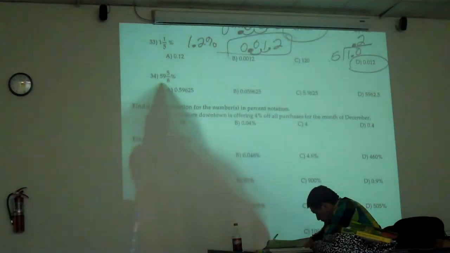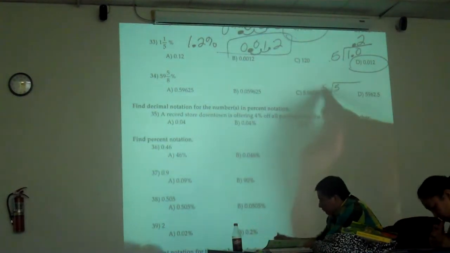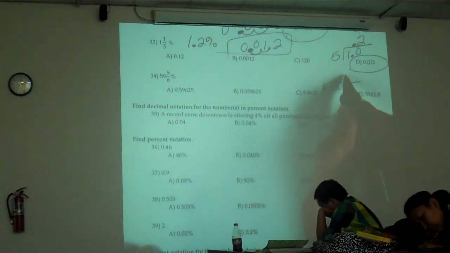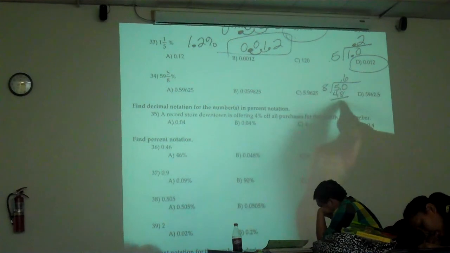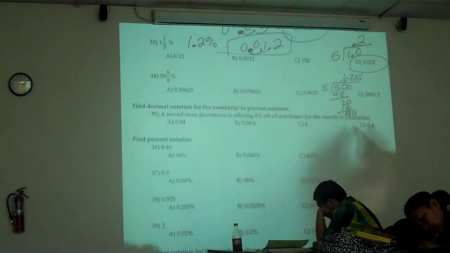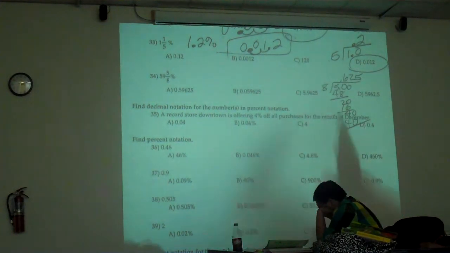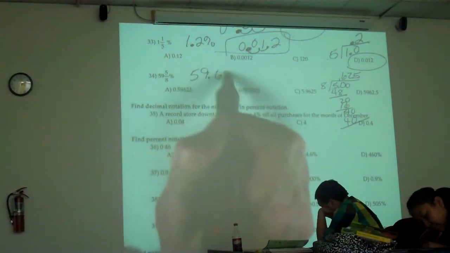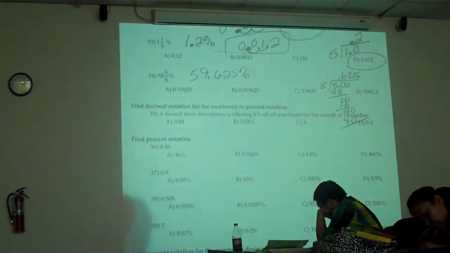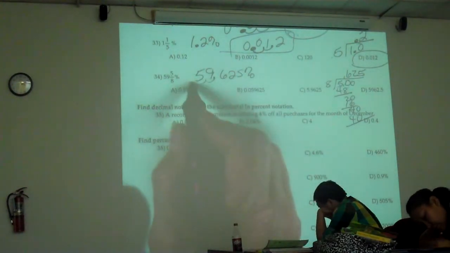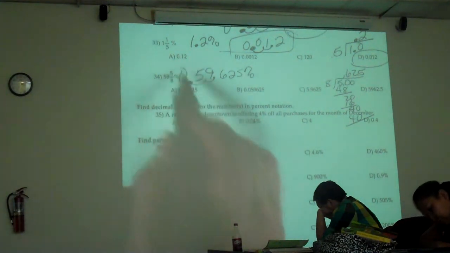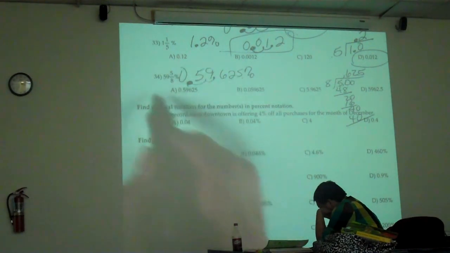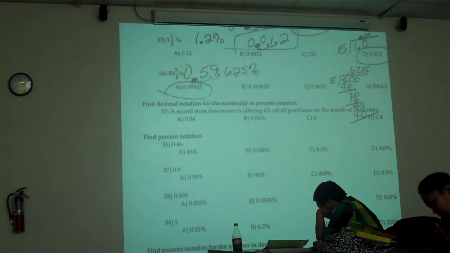Okay, 5/8. 5 divided by 8. 8 will go 6 into 20, it'll go 2, and then into 40 it'll go 5. So 5/8 is 0.625. So you have 59.625%. We need to move that decimal 2 times. 1, 2. So 0.59625. Don't leave numbers out unless it tells you to round, don't round.